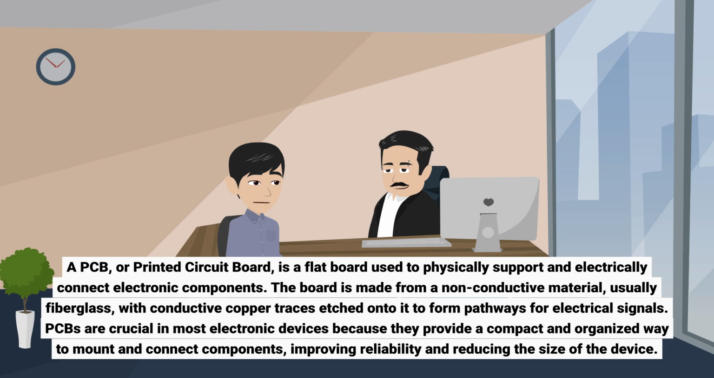What exactly is a PCB and how is it used in electronic devices? A PCB, or printed circuit board, is a flat board used to physically support and electrically connect electronic components. The board is made from a non-conductive material, usually fiberglass, with conductive copper traces etched onto it to form pathways for electrical signals. PCBs are crucial in most electronic devices because they provide a compact and organized way to mount and connect components, improving reliability and reducing the size of the device.